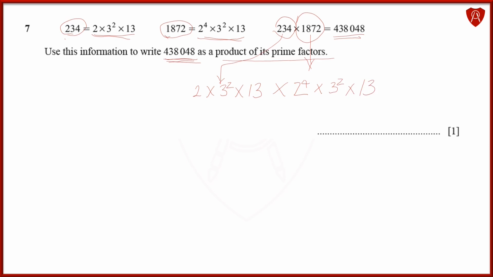In our rules of indices, we know that multiplying numbers with the same base requires addition of their indices. So 2 to the power 1 here times 2 to the power 4 should give us 2 to the power 5. Then the 3 squared times the other 3 squared, we get 3 to the power 4, and 13 and 13 combine to 13 squared. So this here is our answer.